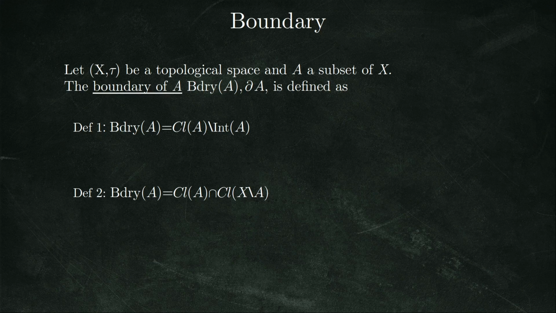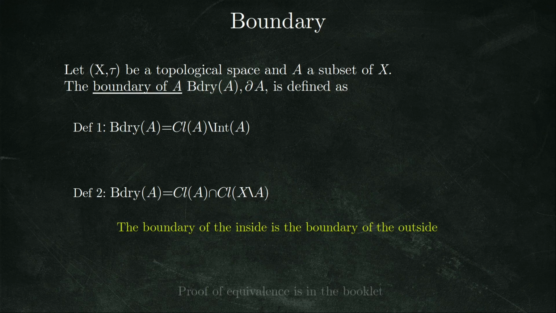So this here has an intuitive meaning, and that is the boundary of the inside of A, so the boundary of A, is the same as the boundary of the outside of A, which is maybe what you'd expect. The boundary of something is the boundary of the outside as well. And as always, proof of the equivalence of these is in the booklet.